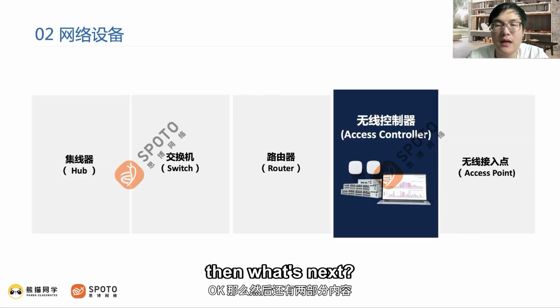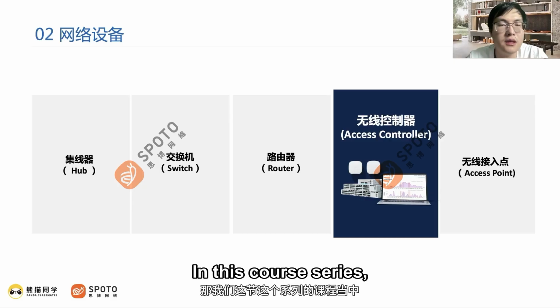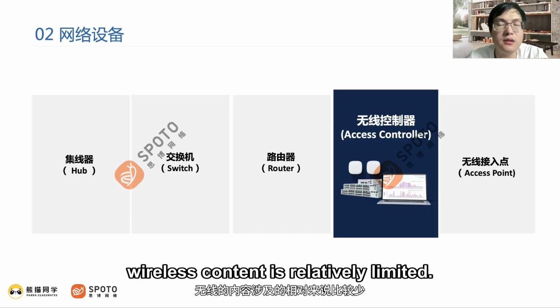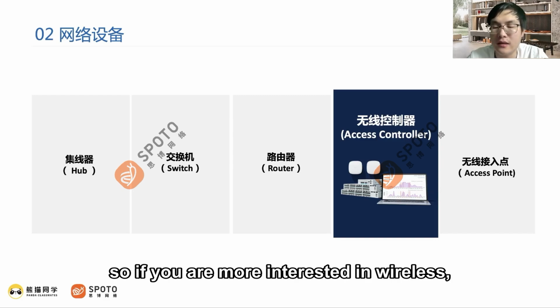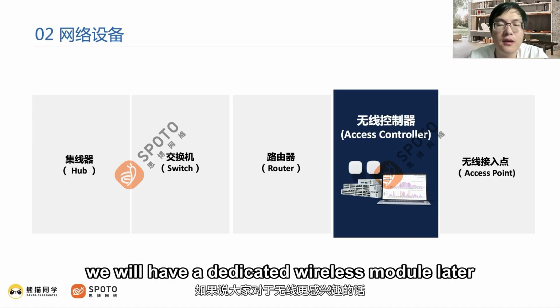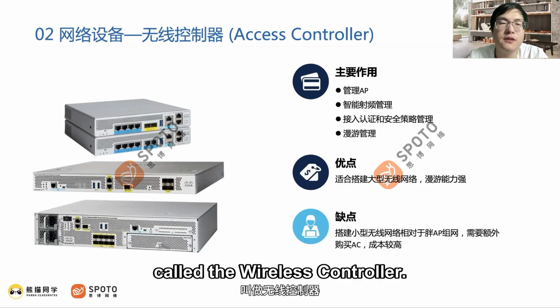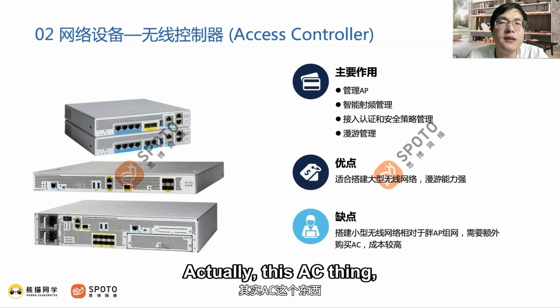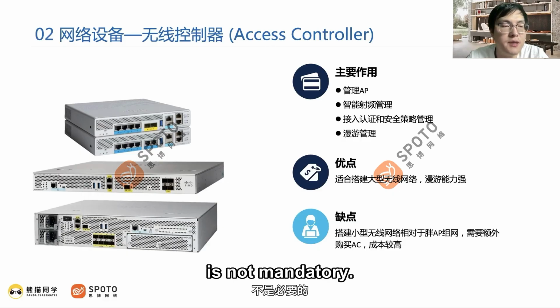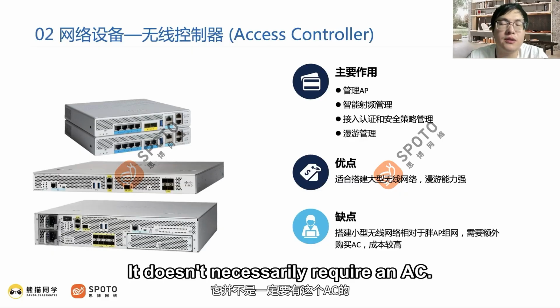Then what's next? There are two related to wireless. In this course series, wireless content is relatively limited. It's more of a general introduction for you. So if you are more interested in wireless, we will have a dedicated wireless module later. To explain it to you, let's look at the first device, called the wireless controller. We also call it AC for short. Actually, this AC is not mandatory when building a wireless network. It doesn't necessarily require an AC.